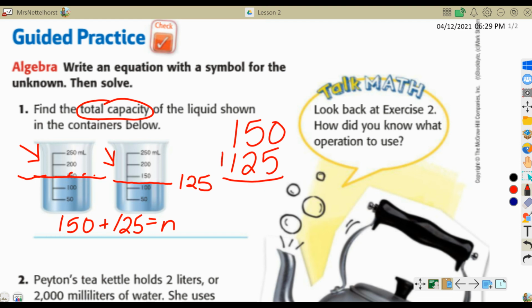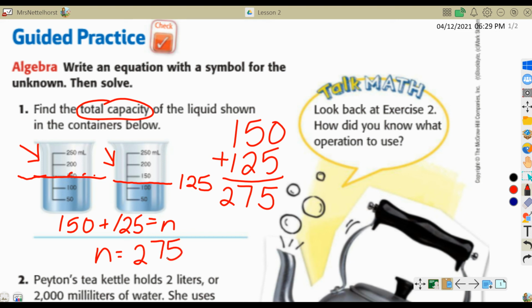Okay, and now I'm going to add these two together. So in the ones place, 0 plus 5 is 5. In the tens place, 5 plus 2 is 7. And in the hundreds place, 1 plus 1 is 2. 275.